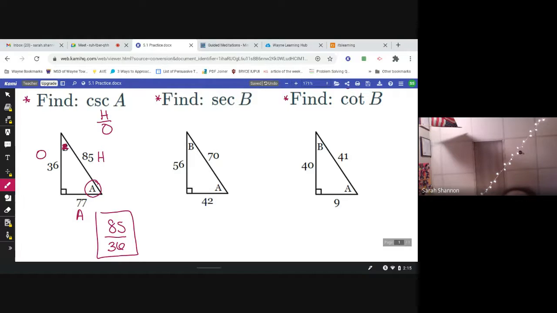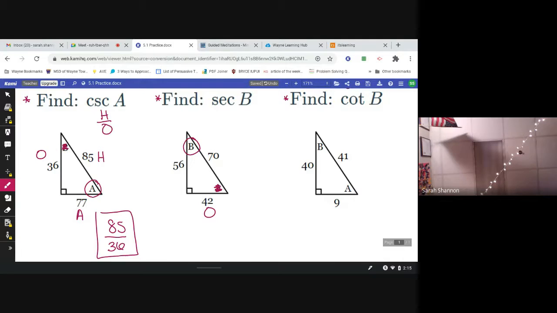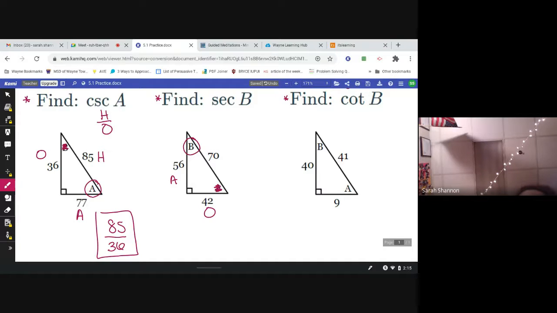All right, really nice job. Secant of B. So I'm going to ignore this A. Here's B. And now I'm looking for which side is the opposite. So let's see. Devin, I know you pretty well too. What's the opposite side of B, Devin? 42. Excellent, 42. And Ethan, what about the adjacent? Which is my adjacent side? Would it be 70 or 56? 56, yeah. So the adjacent is the one next to B.